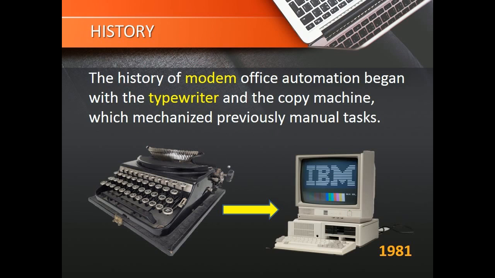The history of modern office automation began with the typewriter and the copy machine, which mechanized previously manual tasks. The advent of the personal computer revolutionized office automation, and today, popular operating systems and user interfaces dominate office computer systems.